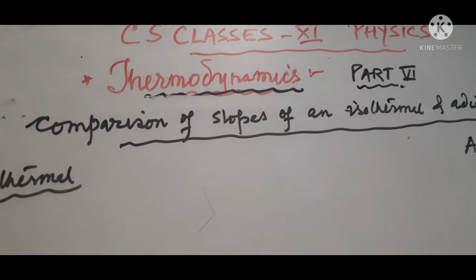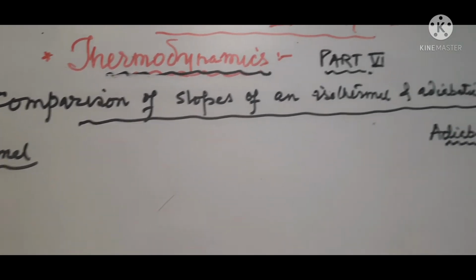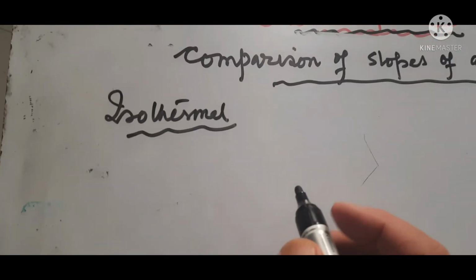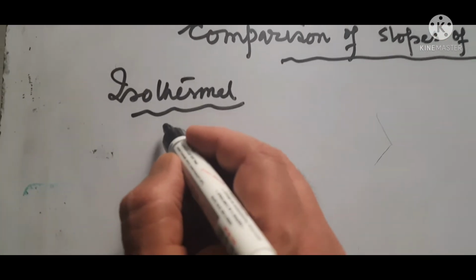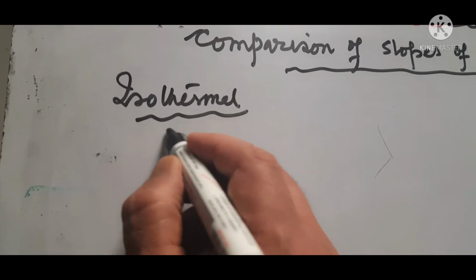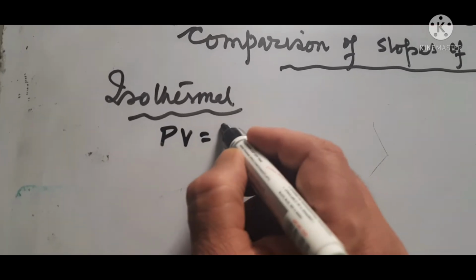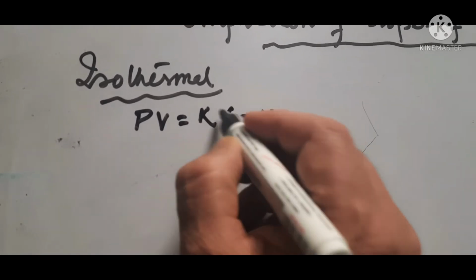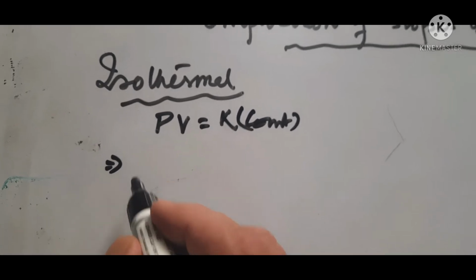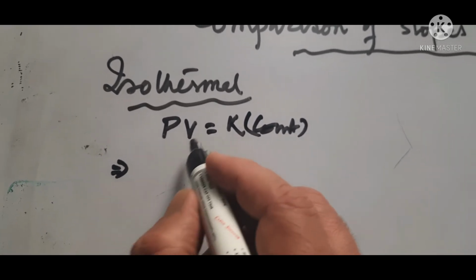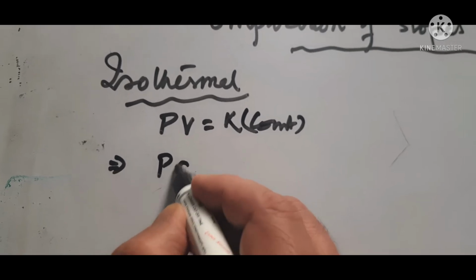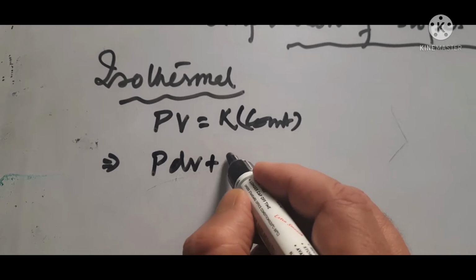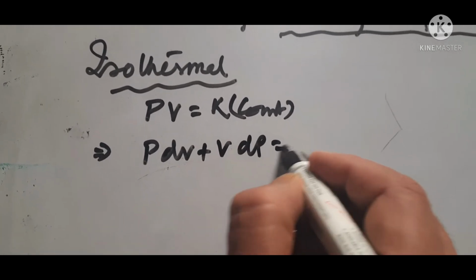Thermodynamics Part 6. Comparison of the slopes of an isothermal and adiabatic process. So first, the isothermal process. We have to use the isothermal equation, that is PV equals constant, just to see how to find the slope of the isothermal curve. So, differentiating on both sides, P dV plus V dP is equal to 0.